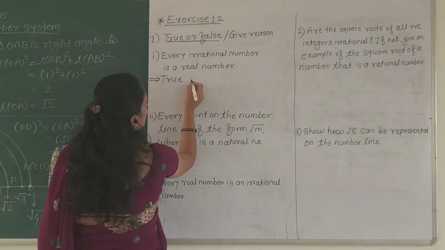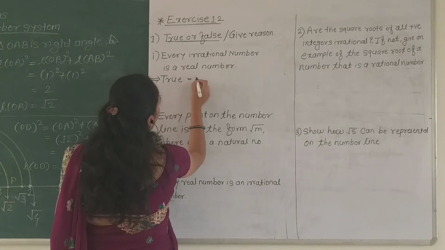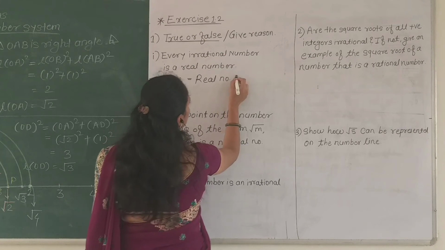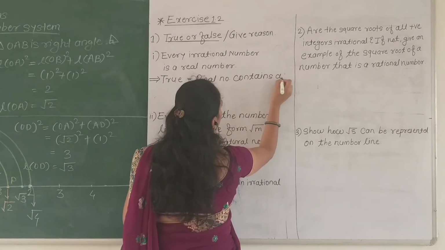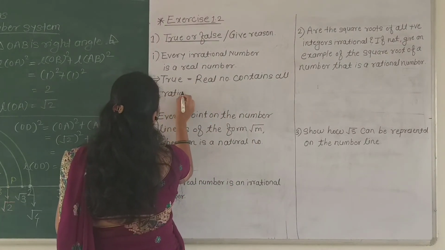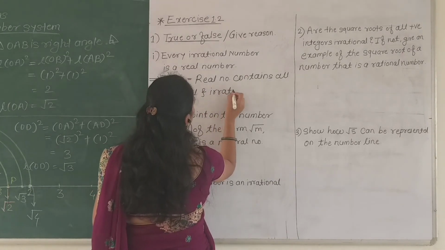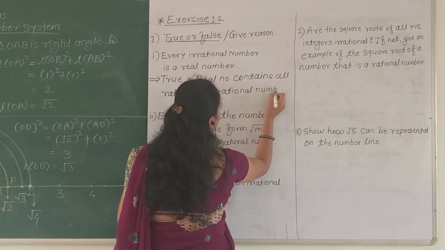The reason here is: all real numbers contain all rational and irrational numbers.